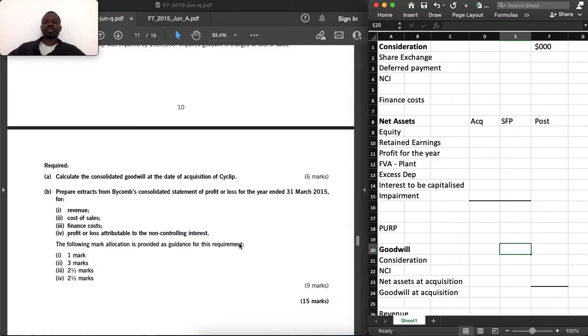Calculate the consolidated goodwill at the date of acquisition of Cyclic, 6 marks. B. Prepare extracts from Bycomb's consolidated statement of profit or loss for the year ended 31 March 2015 for 1. Revenue, 2. Cost of sales, 3. Finance cost, 4. Profit or loss attributable to non-controlling interest, totaling 50 marks.